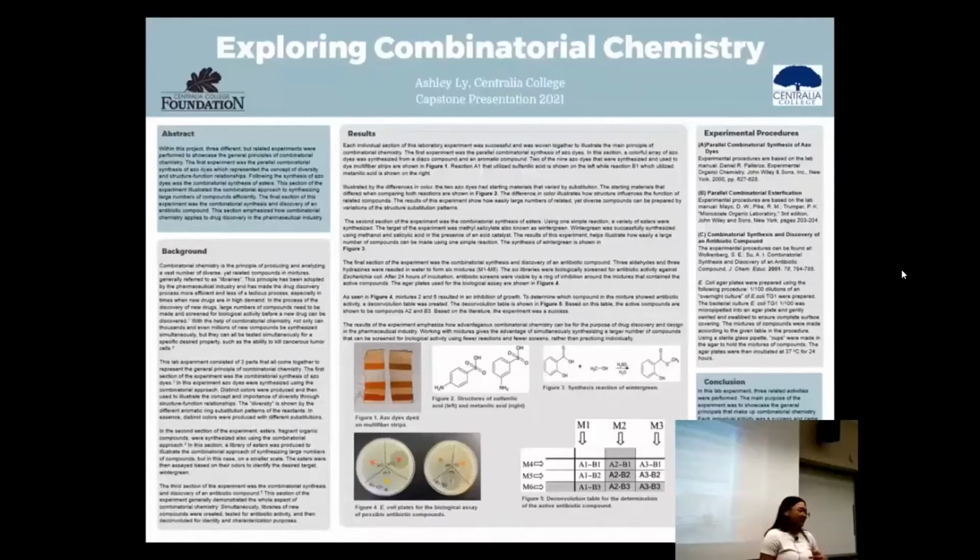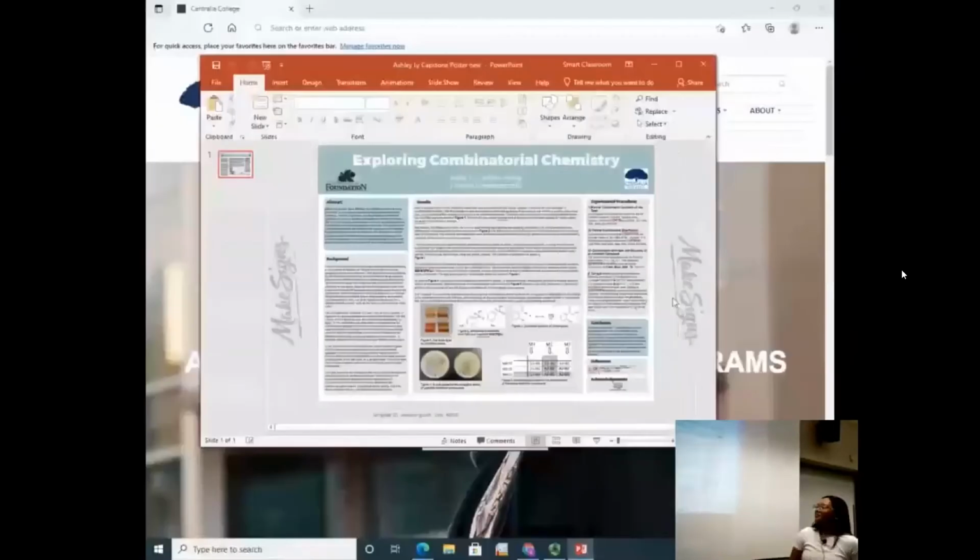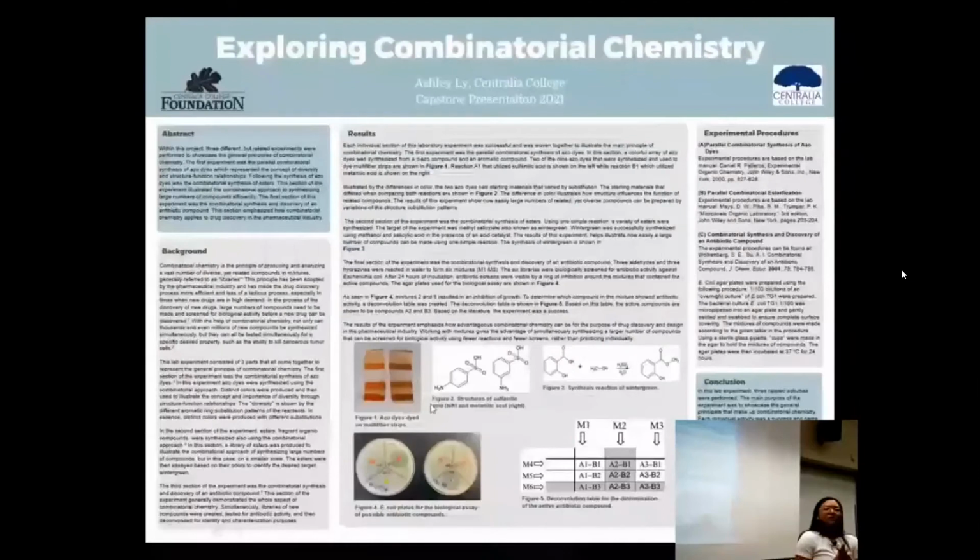For the first one, I synthesized 9 azo dyes. And here, if you could see in figure 1, I'm just showing you 2 of them. The azo dye project mainly emphasized and illustrated the concept of diversity in structure-function relationship. So these are one of the 2 compounds that I used in each one of these, from left to right. And the other one was a partnering compound that didn't change, so it was the same compound. So this is the only thing that changed.